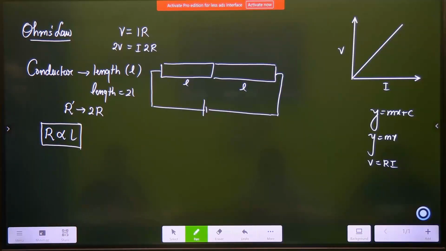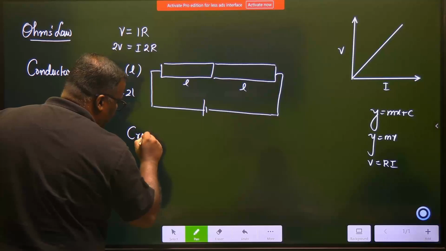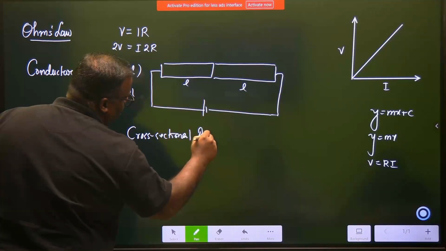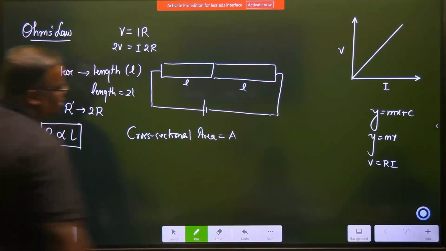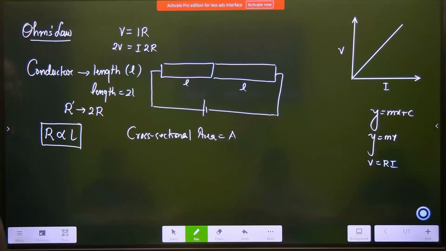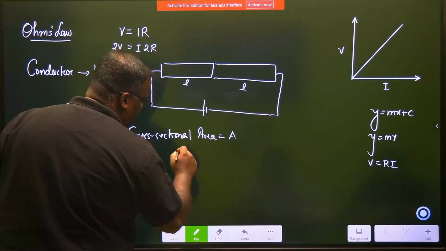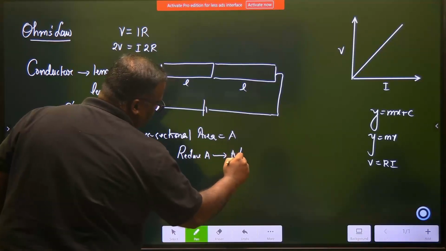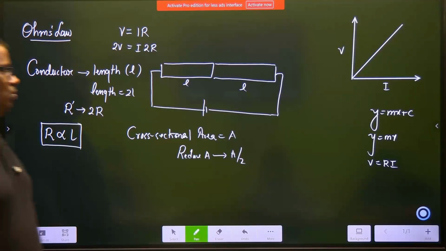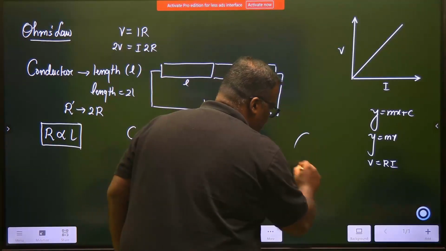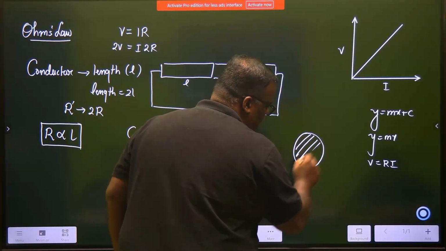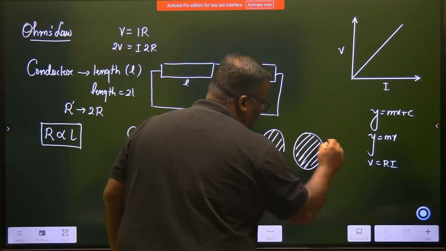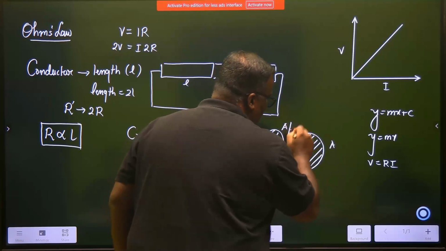Then we look at the cross-sectional area. Suppose the cross-sectional area is A, and you reduce A to A by 2. Just have a look. This was my cross-sectional area A. It could have been any shape, just for understanding purpose. And I have now made it A by 2.